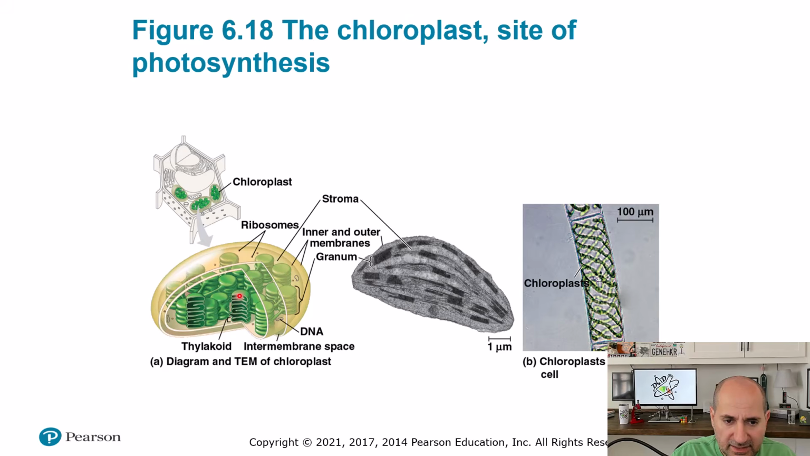Each pancake in the stack is called thylakoid. The fluid outside the stack is called stroma. The fluid inside these stacks is called the thylakoid space. And the membrane of these stacks is called the thylakoid membrane. You should also know that these chloroplasts contain their own circularized DNA, as well as 70S ribosomes as well.